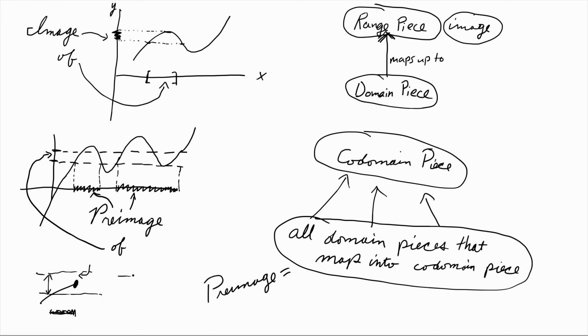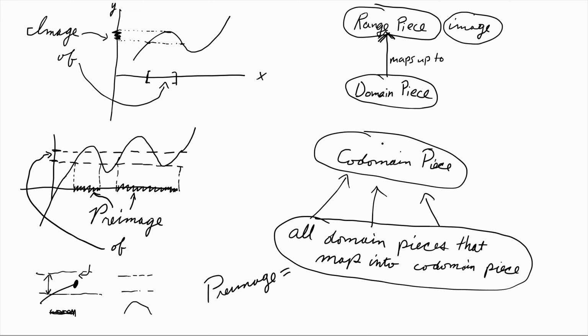If we happen to have a codomain piece where the function doesn't go up into it at all, then the preimage is simply empty. It's the empty set. It's nothing. But in general, this is a nice term to use.